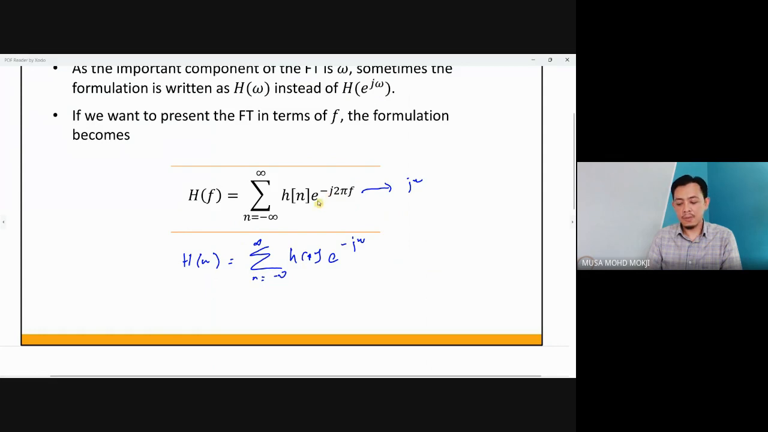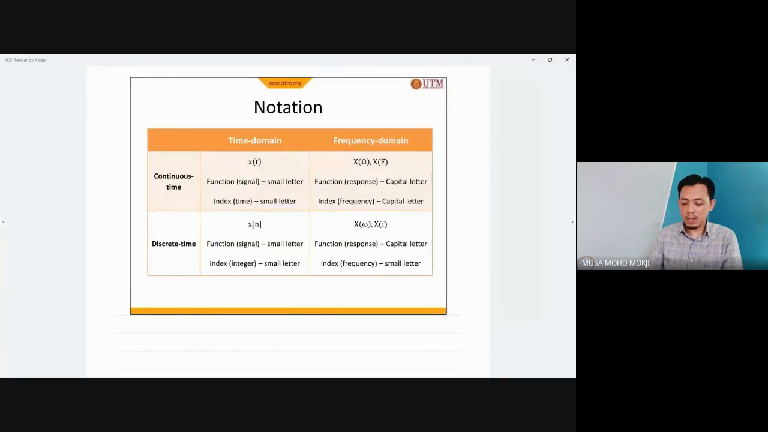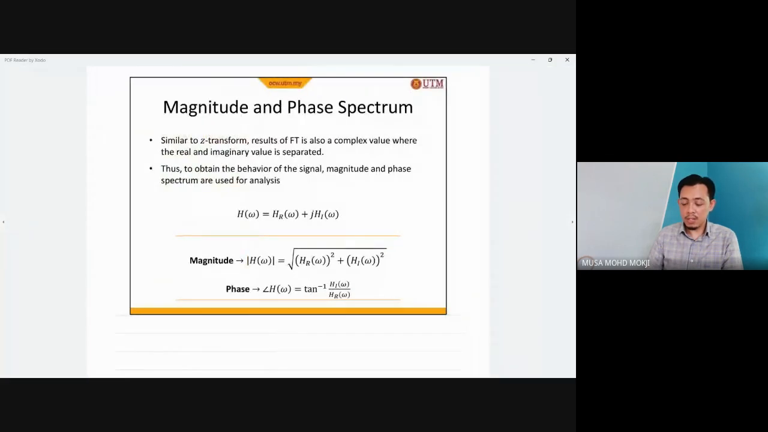And this is actually from trigonometry. So what is e to the power of minus j omega? That one is actually cos omega minus j sine omega. The real part is the cos omega. The imaginary part will be the minus sine omega. So that's from trigonometry, and we're going to look at that one later. We call it the Euler formula.